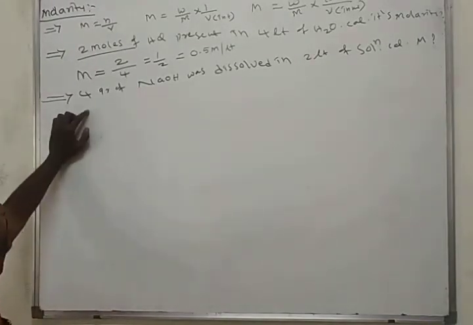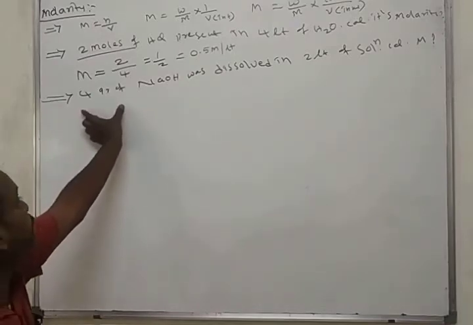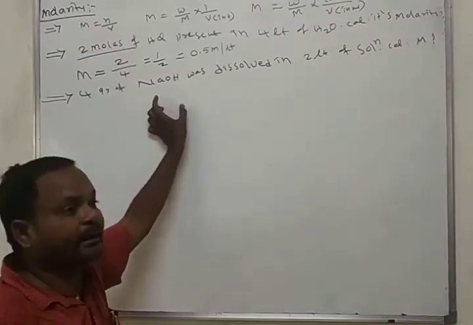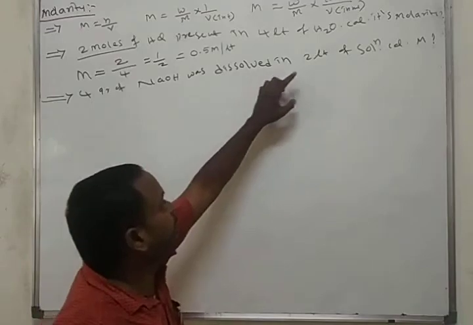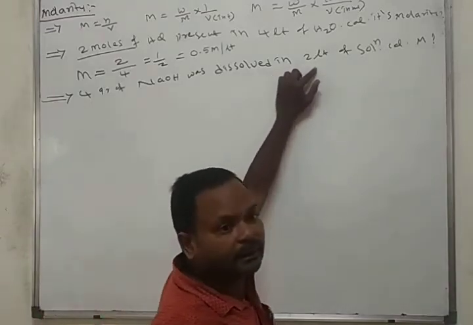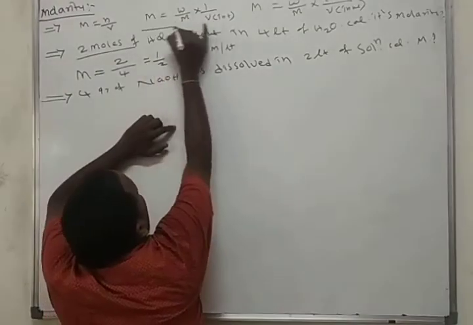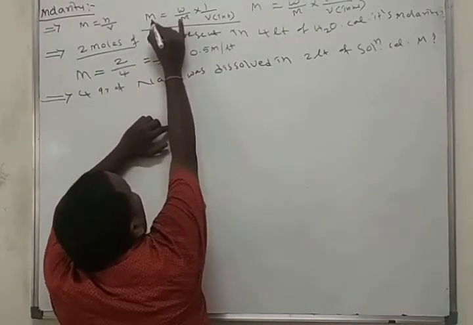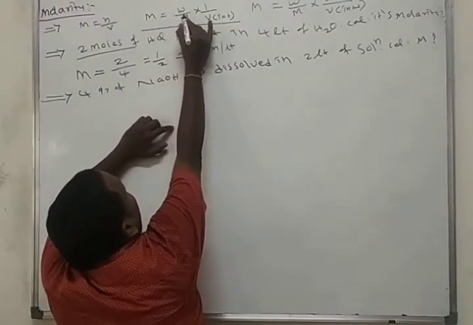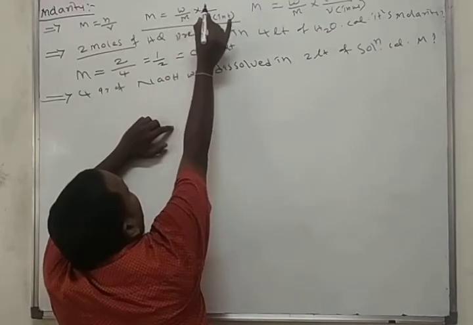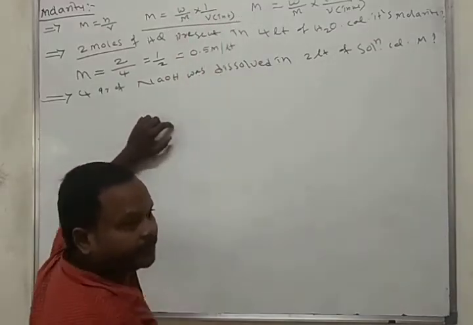Here we don't know the number of moles. What data is given? 4 grams of sodium hydroxide dissolved in 2 liters of water. The data is given in liters, so use this principle. Which principle? Molarity is equal to weight by molecular weight into 1 by V in liters.